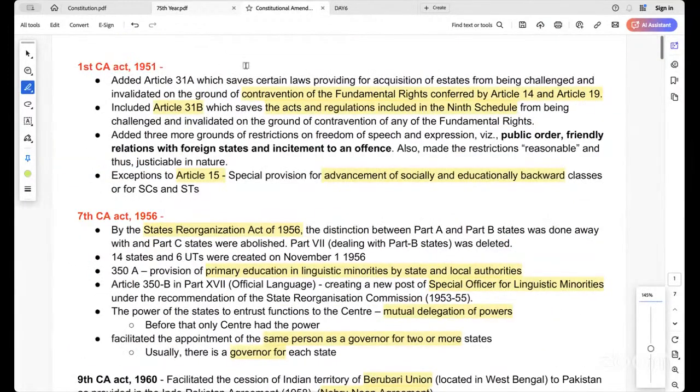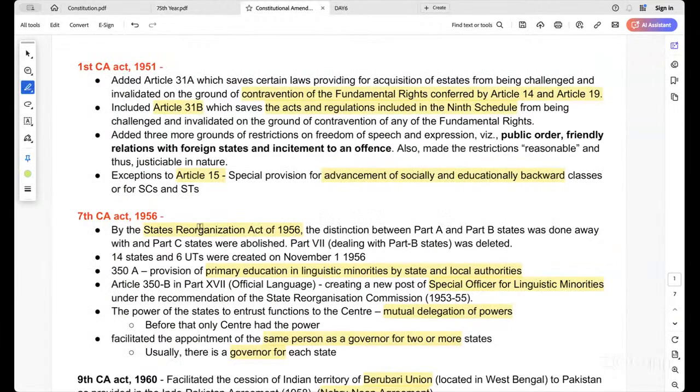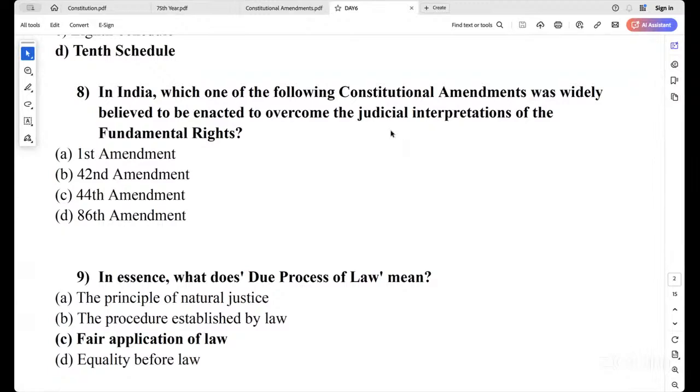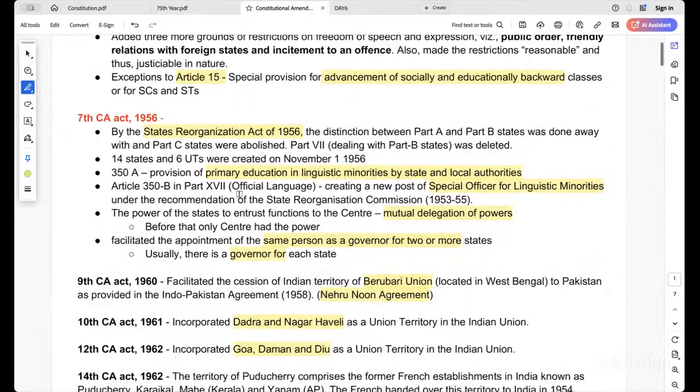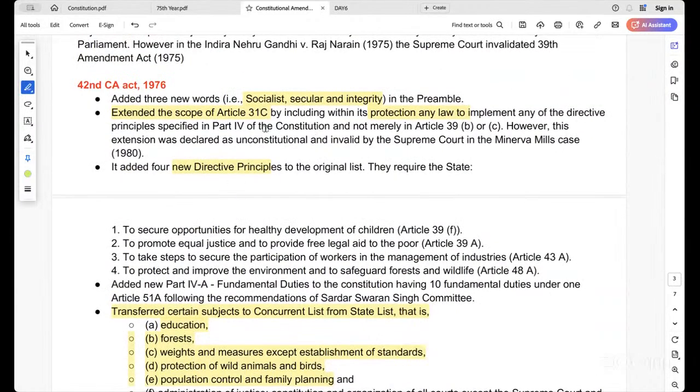With respect to this, the First Constitutional Amendment Act was invalidated on the ground of contravention of the fundamental rights conferred by Articles 14 and 19. That is one of the reasons why. All these articles were actually added mainly for this purpose, for judicial interpretations. So they added that with respect to the first constitutional amendment. And with respect to the 42nd, it extended the scope of Article 31C again. So both these amendments related to fundamental rights and the judicial interpretations. That's why both the amendments are right.